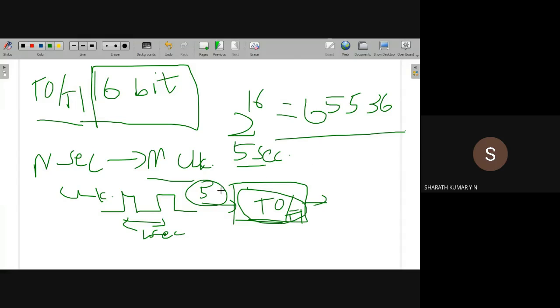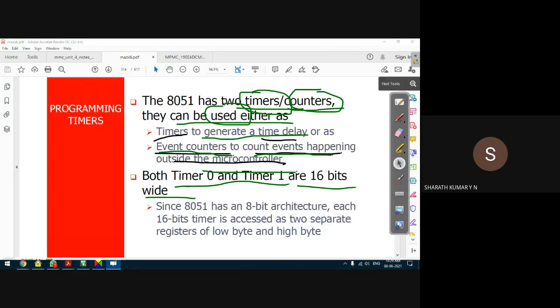What is the maximum number of clock pulses it can count? It is only 65,536 because each timer is only 16-bit in size. That's the limitation. So that's the meaning of a 16-bit timer.